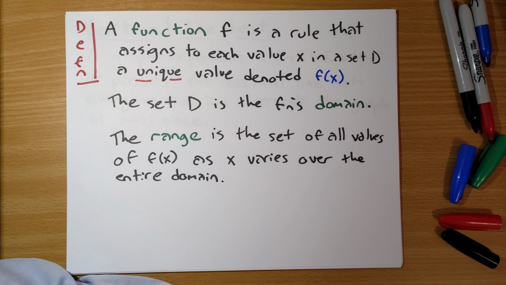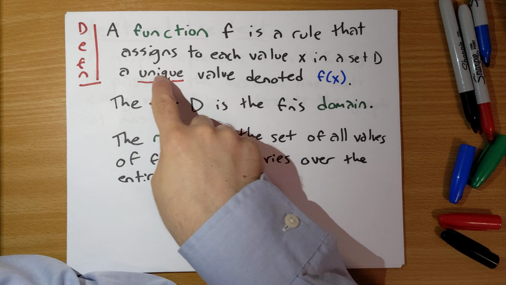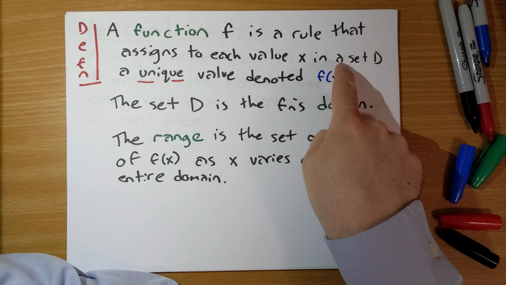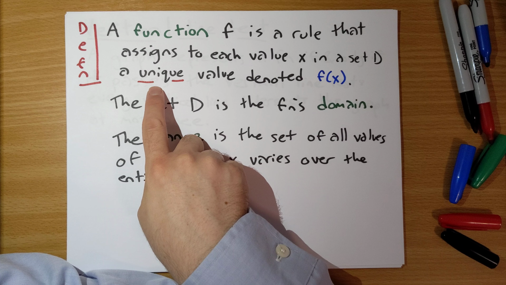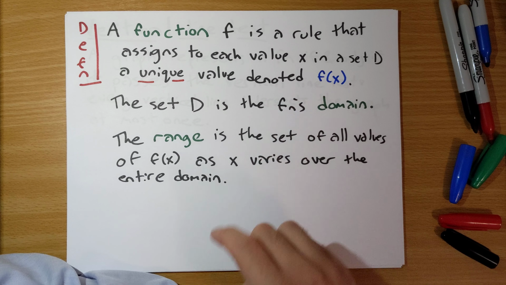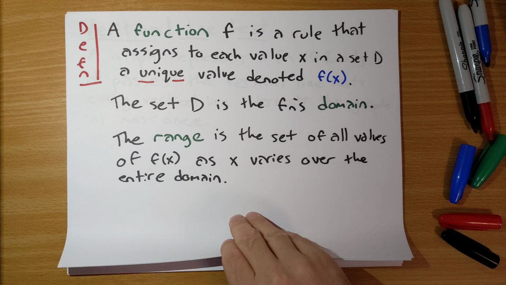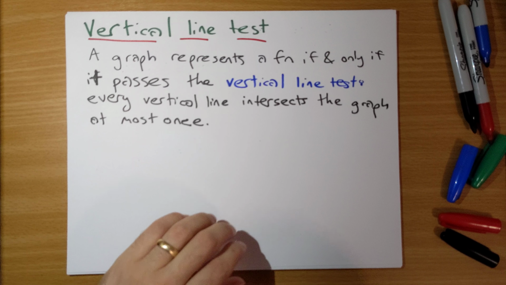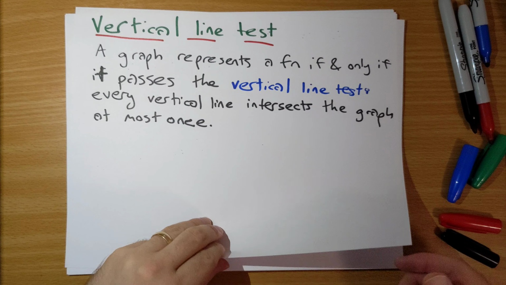This was our main definition in the previous video of what a function is. Let me emphasize one important point here: the fact that each value in the domain gets a unique value, f of x. And so what this leads us into is the notion of the vertical line test. A graph represents a function if and only if it passes the vertical line test. Every vertical line intersects the graph at most once.